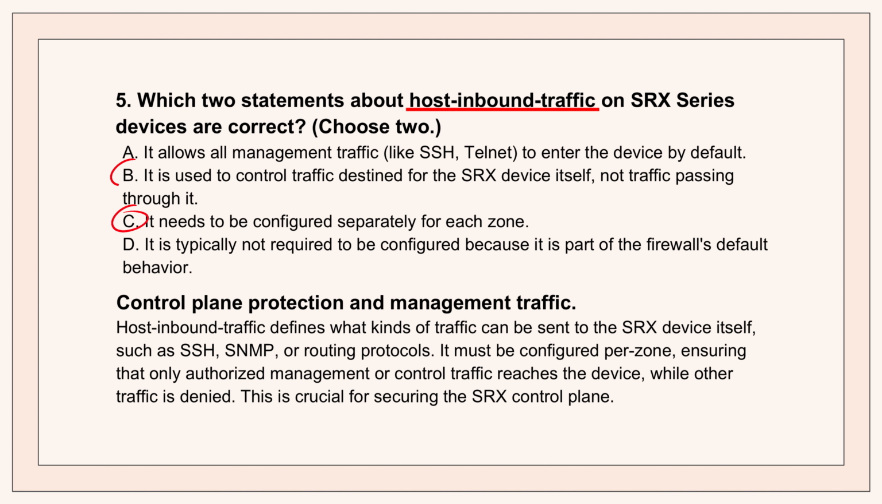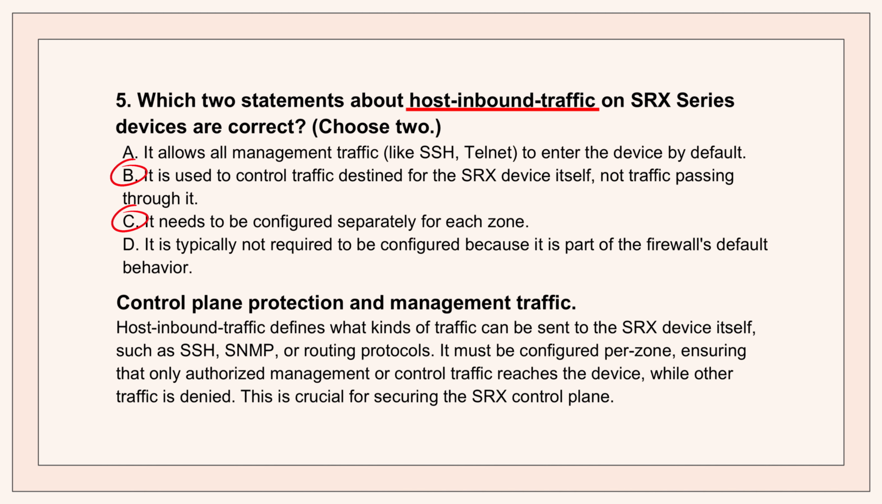Really? Per zone? Yes. This ensures a highly segmented, secure approach to control plane protection. You wouldn't want management access open from, say, an untrusted internet-facing zone, for example. No, definitely not. I've seen situations where an administrator thought they'd secured remote access, but forgot to apply host inbound traffic rules to a new internal zone, and left an accidental backdoor wide open. Ouch. It absolutely highlights the principle of least privilege, even for the device's own access.